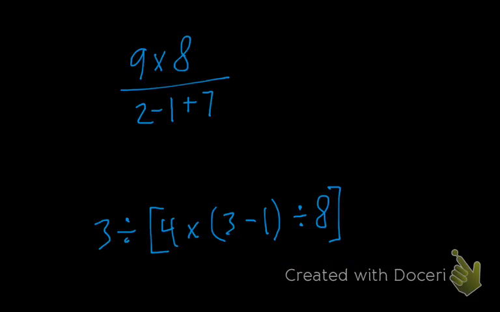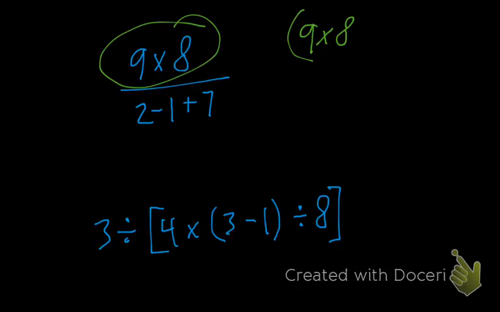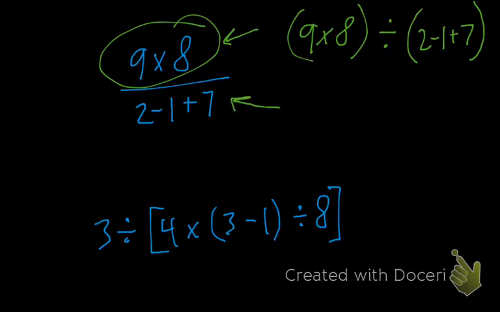Alright, a couple more examples. This right here says 9 times 8 divided by 2 minus 1 plus 7. So what I need you to do is see it like this. 9 times 8 is all by itself in the numerator up there, and so it's actually like it has parentheses. 9 times 8 divided by this whole denominator, which is 2 minus 1 plus 7. So basically, you can just evaluate the numerator first and the denominator second, and then do the division last.